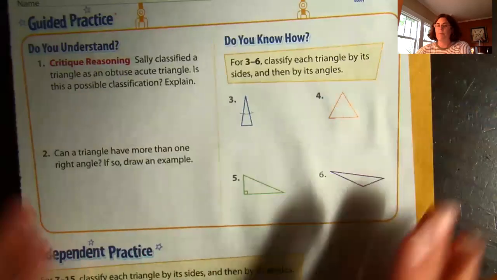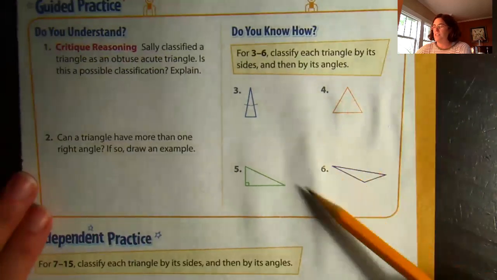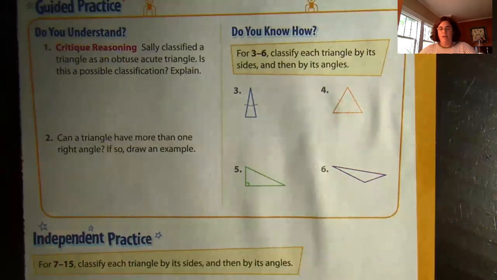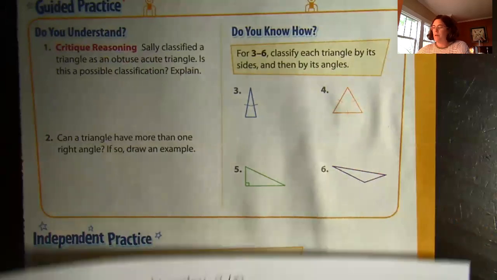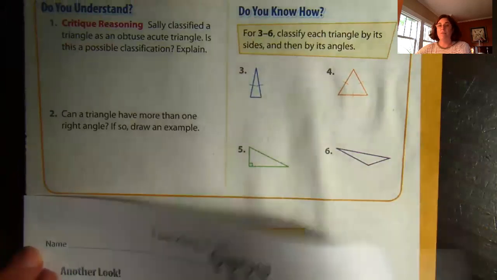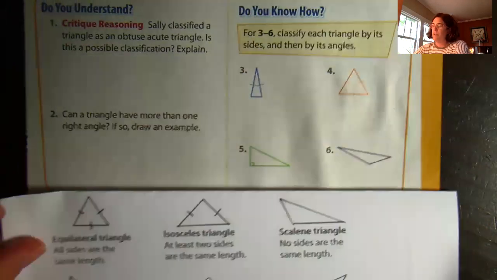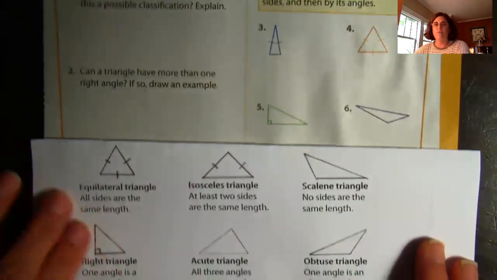Whoops, I don't know what happened to my paper there. All right, so let's do 3 through 6 together. Okay, and I'm going to actually have my, can I do that? I bet I can. Hold on, kids. We're going to have our definitions just below it so that you can see exactly what we're doing.